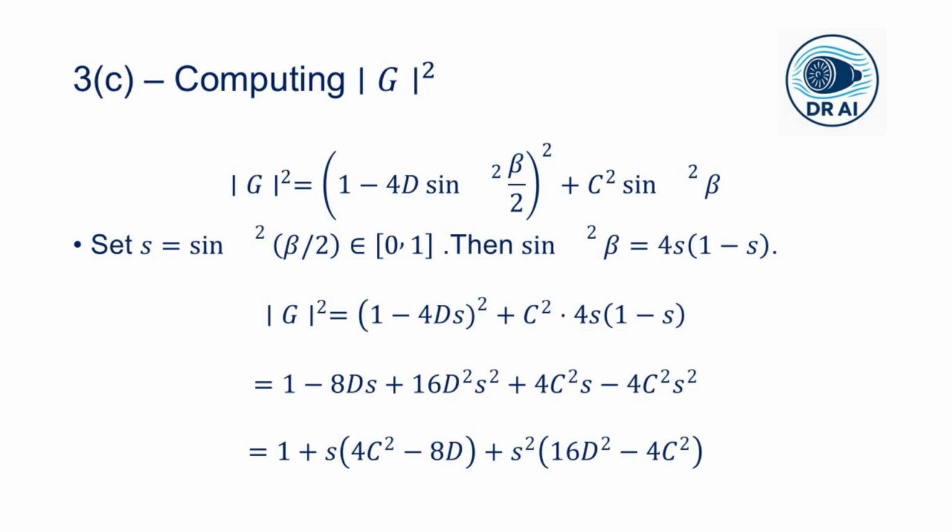Now let us assume that s equals sin square beta by 2, which ranges from 0 to 1. Then sin square beta must be equal to 4s times 1 minus s.